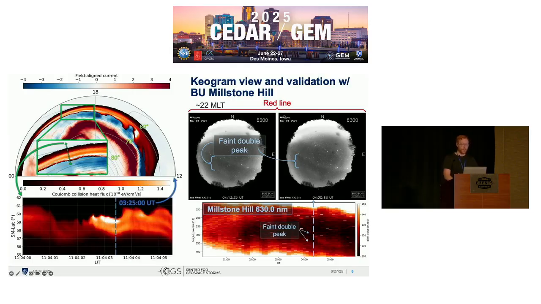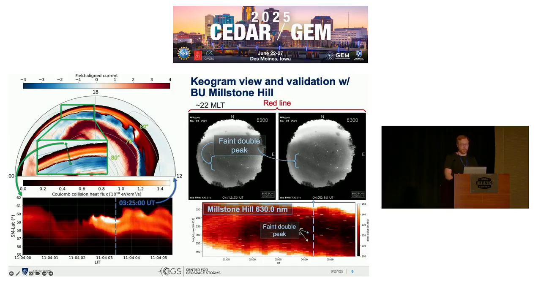And this is a preliminary comparison to Millstone Hill data retrieved from Madrigal, and this is showing 2 snapshots of this faint double peak. Star arcs can be very faint.